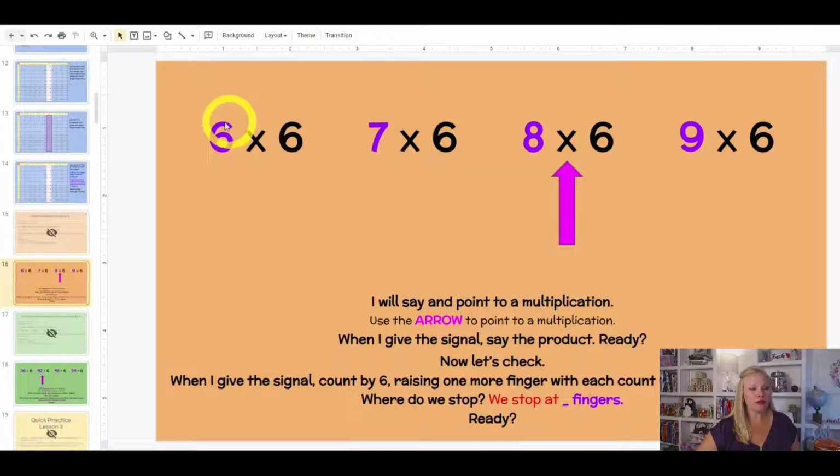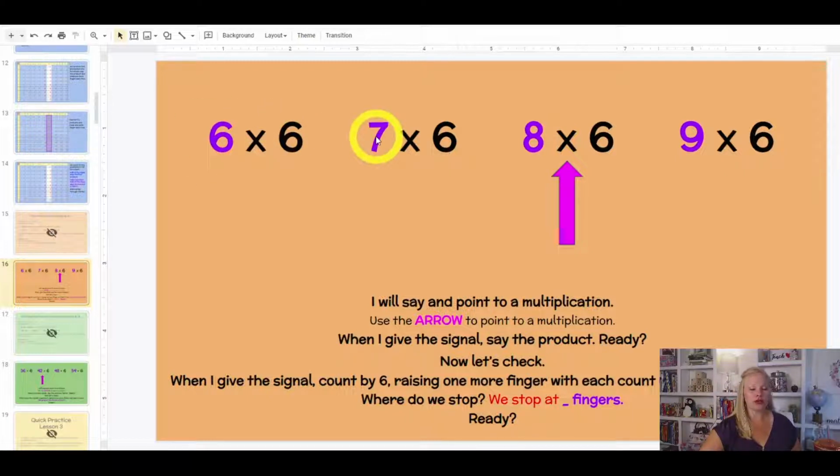So now we're going to read the equation, 6 times 6, and we're going to count by the multiplier of 6. So down here you can see when I give the signal count by 6, raising one more finger with each count up to the multiplier of 6. Where do we stop? We stop at 6 fingers. So we have 6 groups of 6. So let's put up 6 fingers. 6, 12, 18, 24, 30, 36.